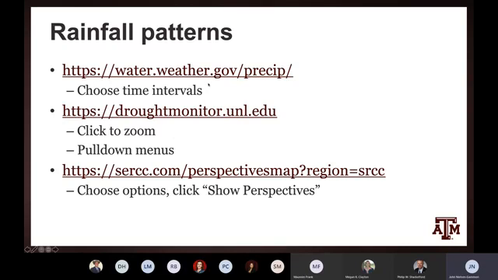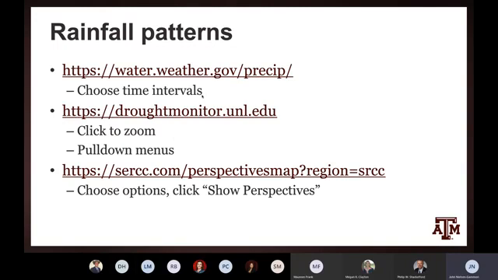The link on the top is a great place to go for looking at the patterns of rainfall. If you're worrying about rainfall in places where you don't have a rain gauge or haven't been able to visit recently, you can look at fairly high detail. You can look at rainfall over the past day, the week, 2 weeks, month, 2 months, and so forth.